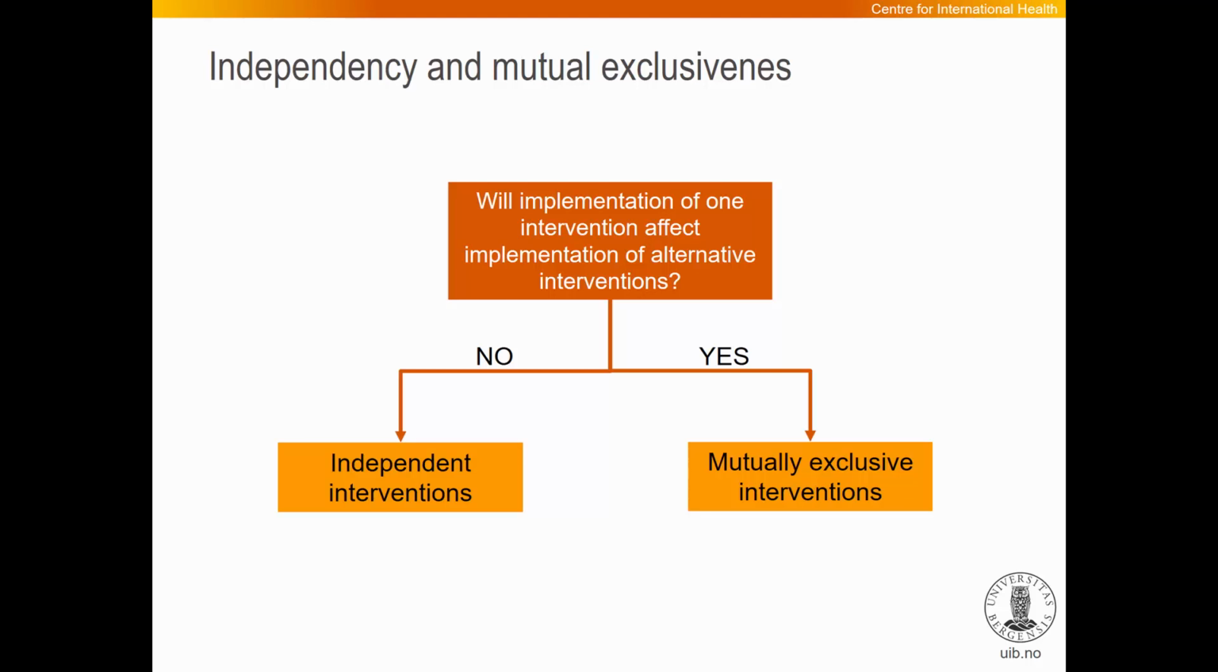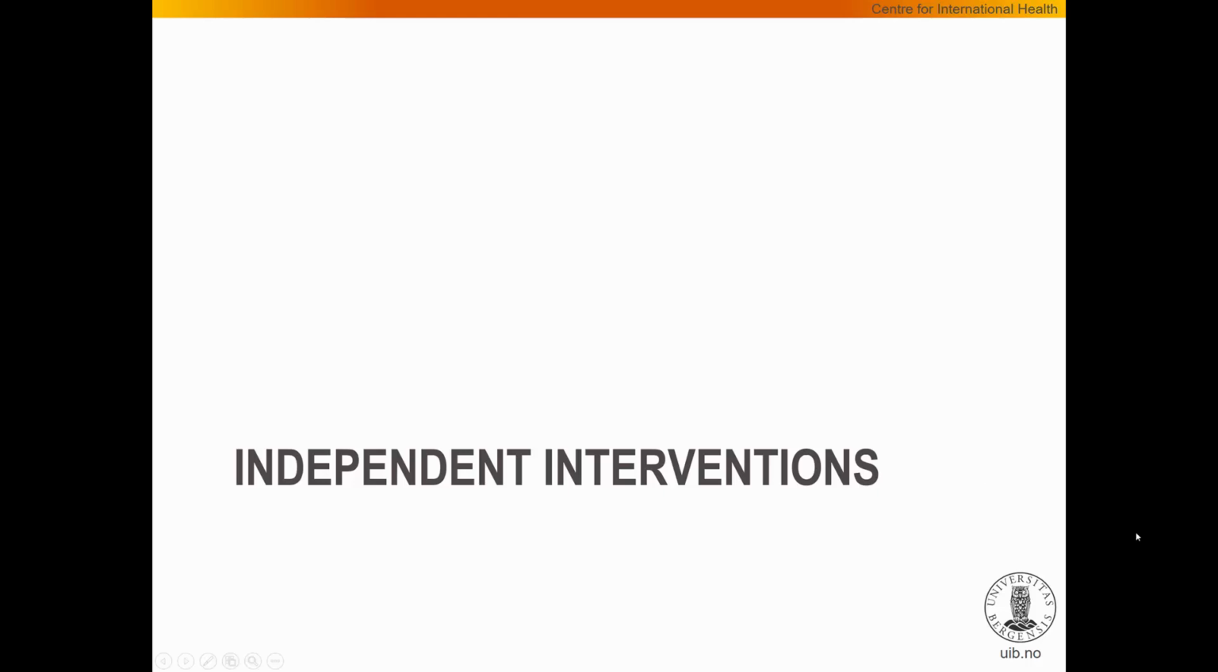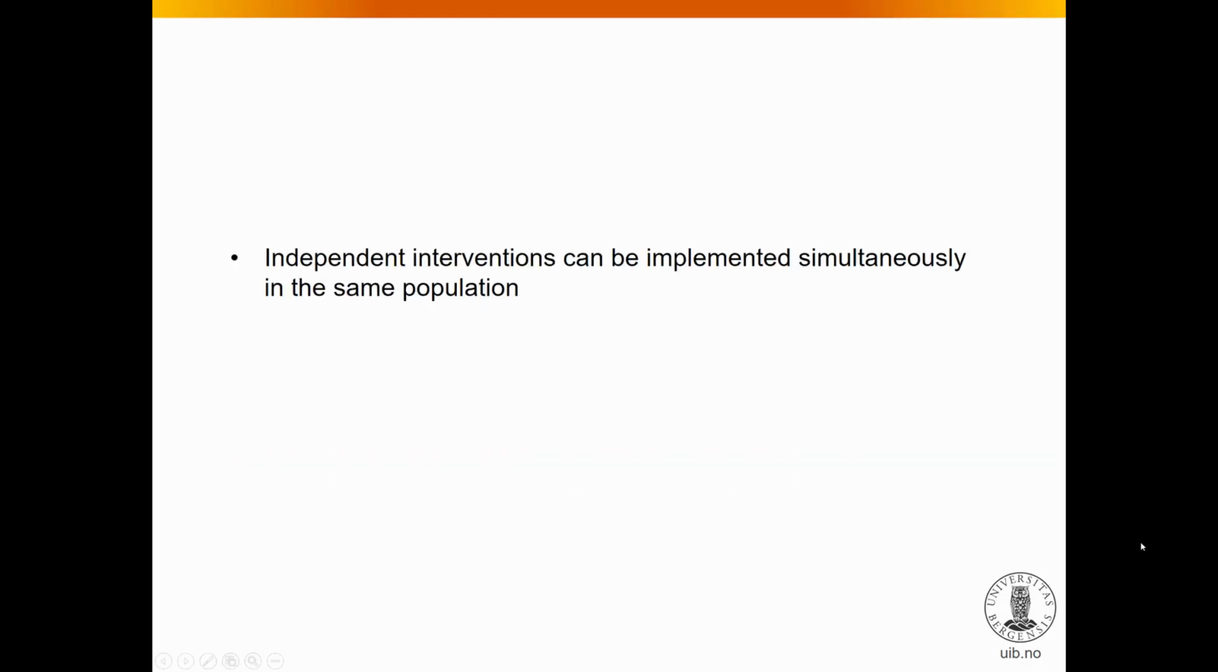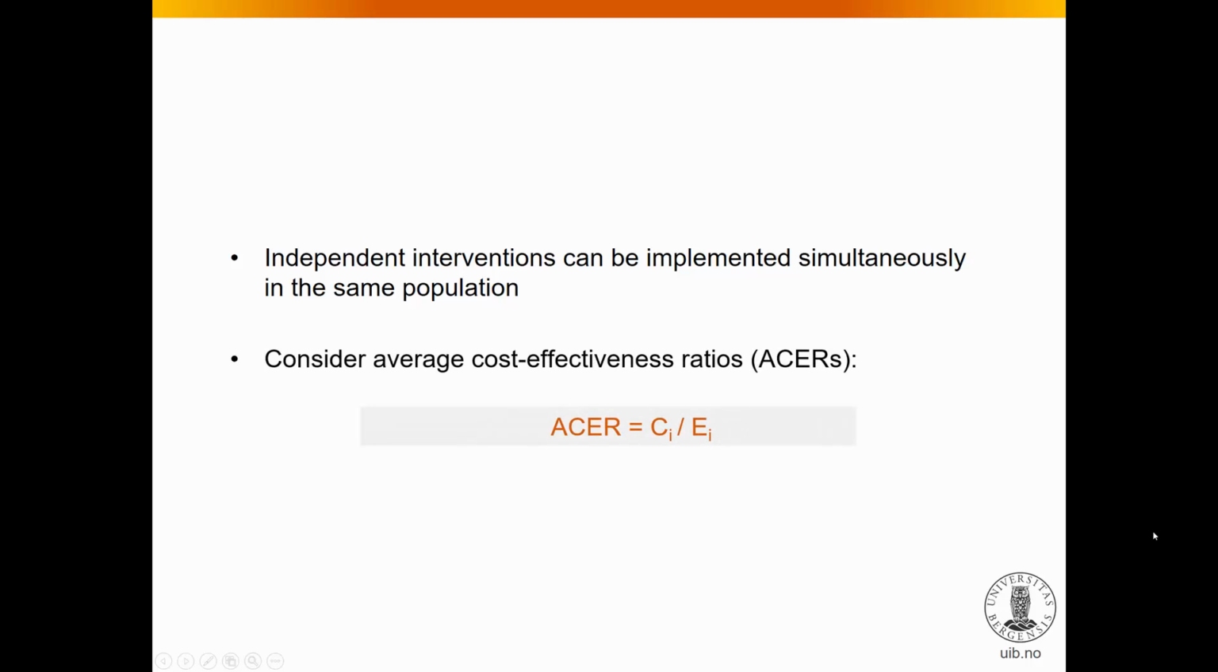So let's talk about independent interventions first. In these situations, the interventions can be implemented simultaneously in the same population. That can be done because they don't affect each other. And in this situation, we consider average cost-effectiveness ratios. And you see the formula, it's simply the cost of the intervention over the effectiveness of the same intervention.